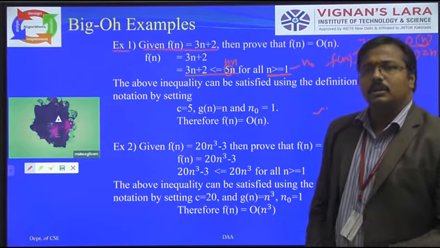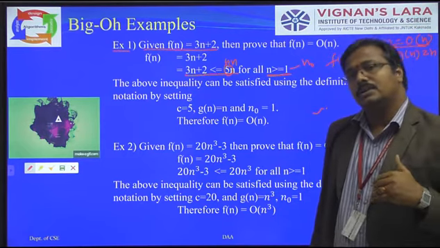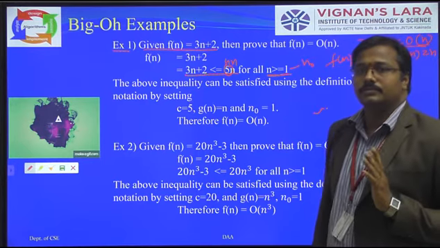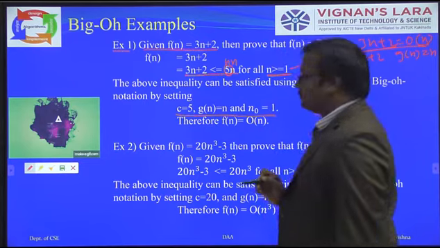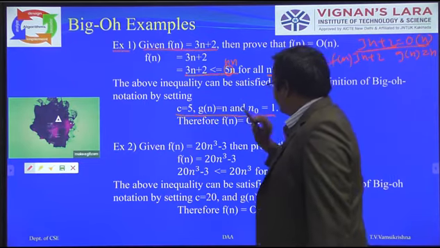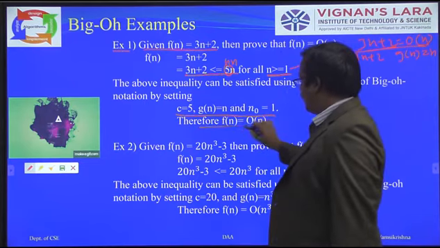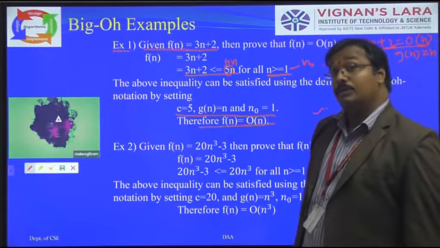What is the equation? f of n less than or equal to c into g of n. Right, so this is the answer. c is equal to 5, g of n value, n not equal to 1. Therefore f of n is equal to big O of n.